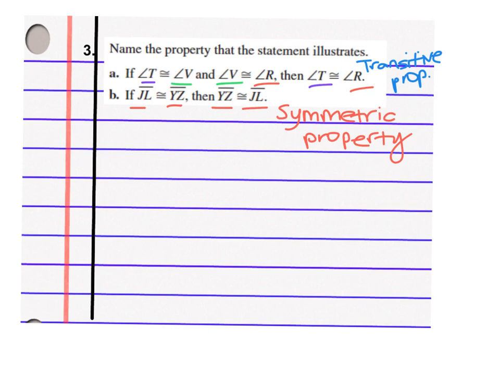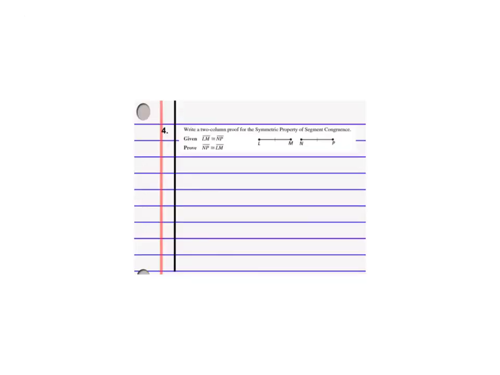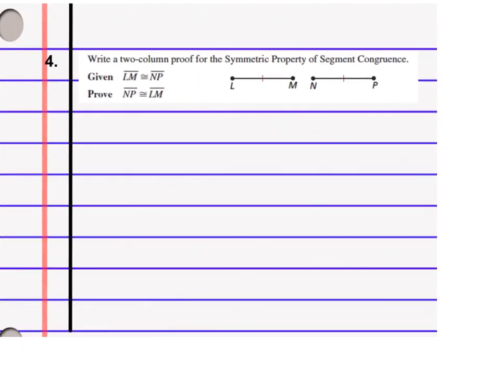Okay, so if you need any more time for example 3, pause the video. I'm going to keep going. All right, problem 4. Write a 2-column proof for the symmetric property of segment congruence, and I'll help you through this. Given that LM is congruent to NP, prove that NP is congruent to LM. So you're basically proving the symmetric property.